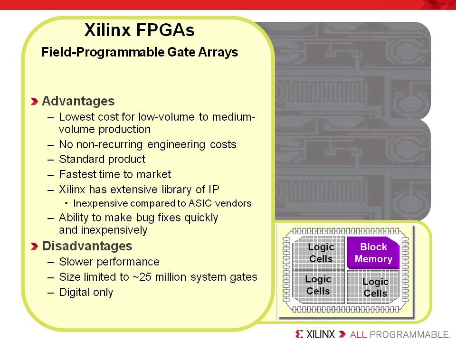FPGAs do have some disadvantages, however. FPGAs run slower than ASICs, but the newest FPGA family, Virtex 5, can run as high as 550 MHz. The size of the largest Virtex 5 device is limited to around 25 million system gates. FPGAs are entirely digital, except for the embedded PLL that is part of the clocking resources.